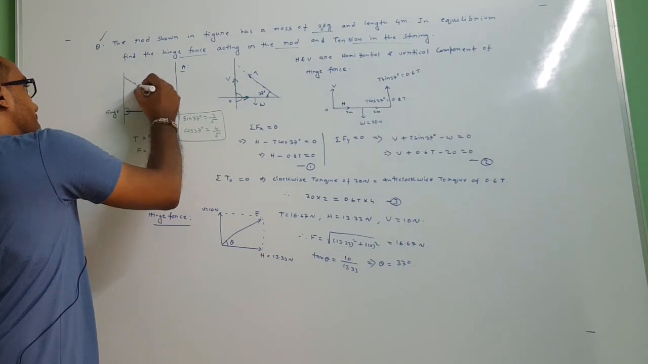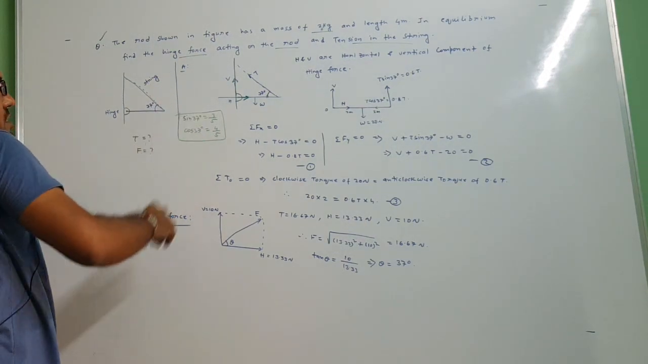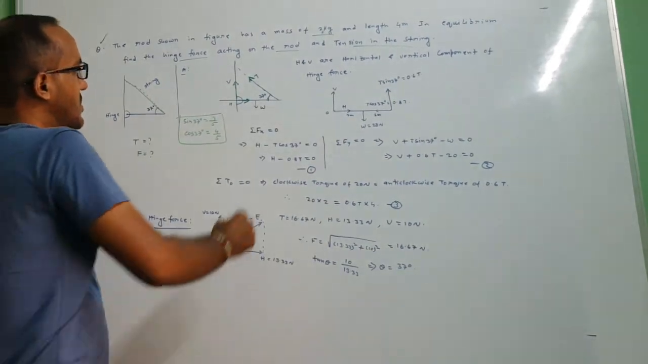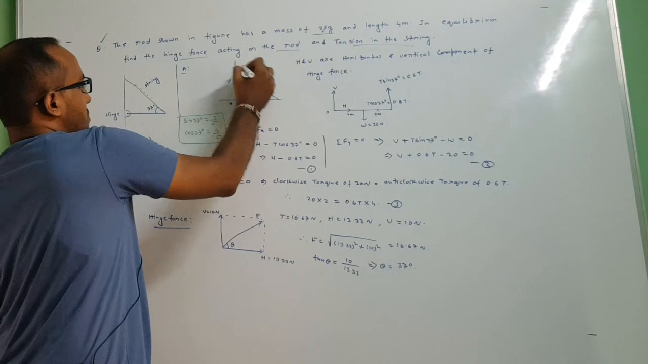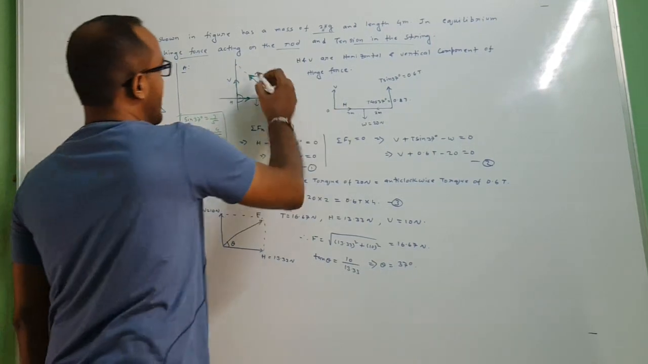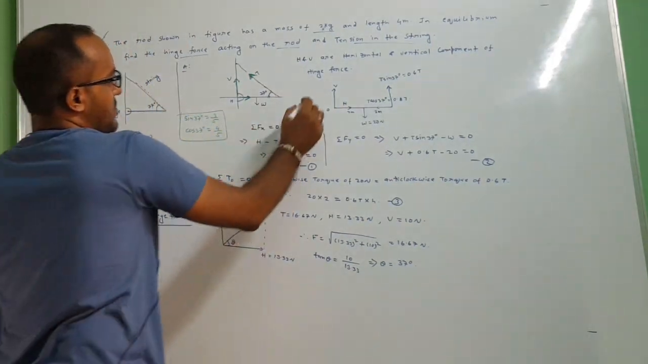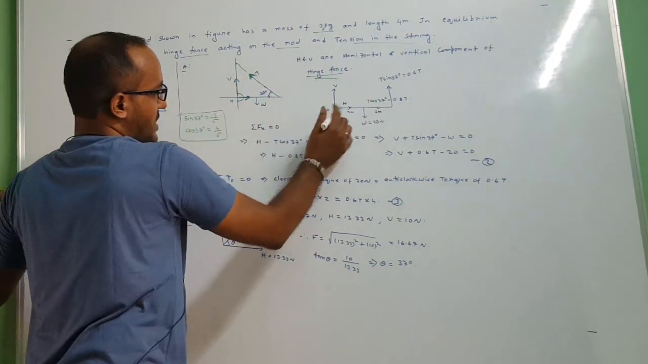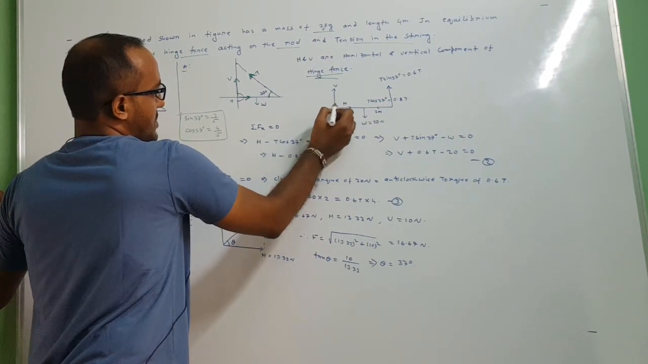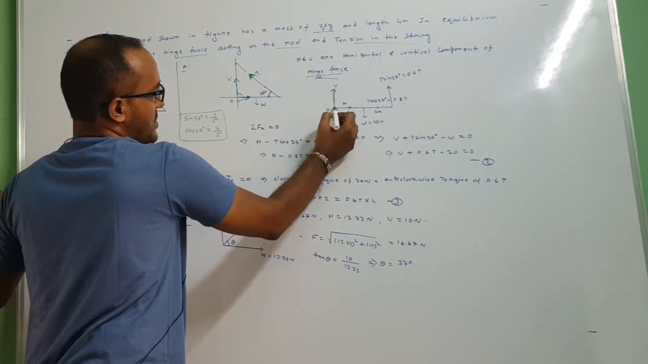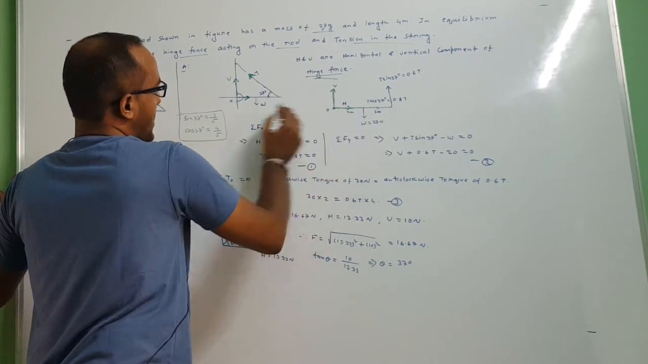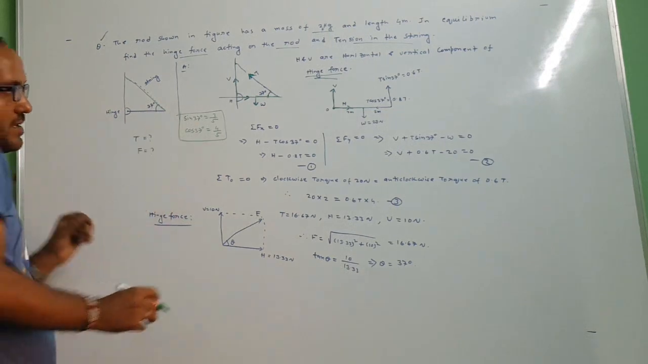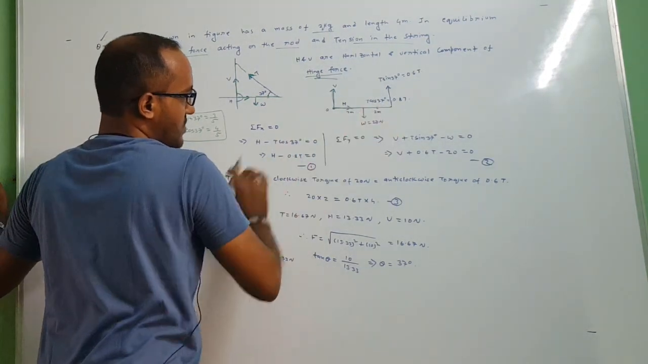Now see, this is a string. So the string tension is always towards the attached point. So this is the tension T towards the attached point. This is the attached point, right? Now see, if we break the forces in this diagram, this is the hinge, this is the vertical component of the hinge force, this is the horizontal component of the hinge force, and this is the uniform rod. So the weight will act from the middle. So this length would be 2 meter and this length would be 2 meter.